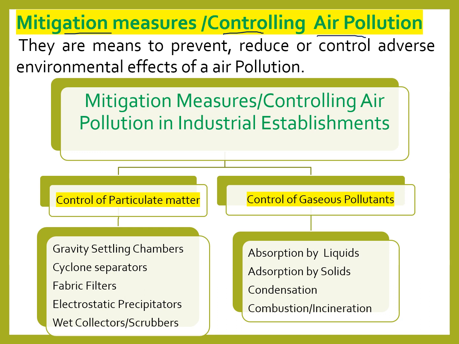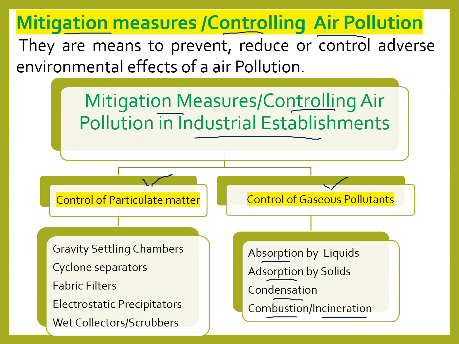So basically this mitigation measures or controlling air pollution is applied for the industrial establishment. So in the industrial establishment, there are two types of control measures that are widely used to control the particulate matter, that is PM10 and PM2.5, and control of gaseous pollutant, all the different gases that we have discussed. So in the control of gaseous pollutants, the different methods used are absorption by liquid, adsorption by solids, condensation method, combustion or incineration just by burning.